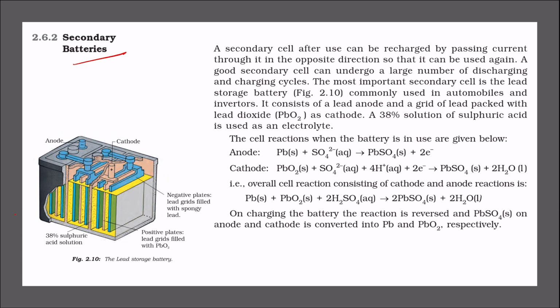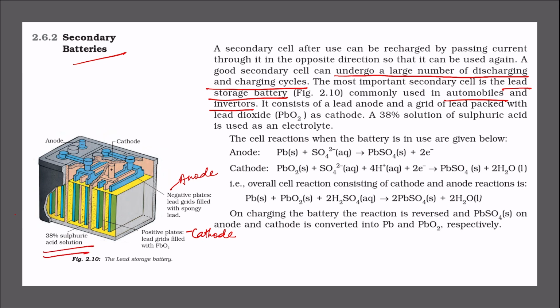A good secondary battery can undergo a large number of discharging and charging cycles. The most important secondary cell is the lead storage battery, which is commonly used in automobiles and inverters. The lead storage battery consists of an anode, that is the negative plates, made up of lead. In the diagram, it is given as lead grids filled with spongy lead, and the positive plates or cathode is made up of lead grid filled with lead dioxide. The electrolyte solution is 38% sulfuric acid.